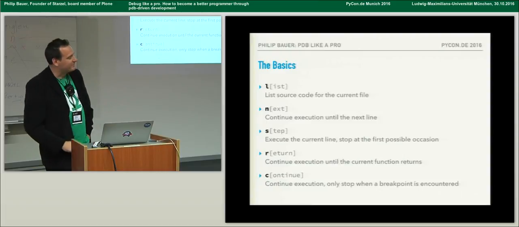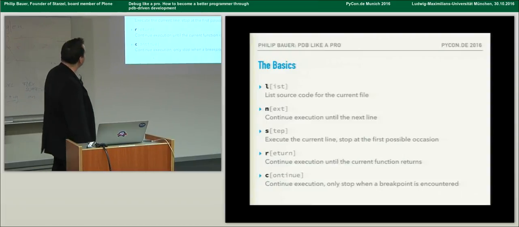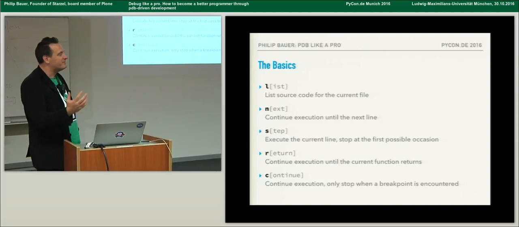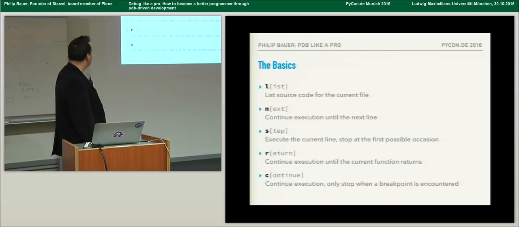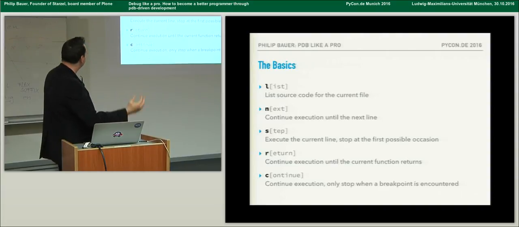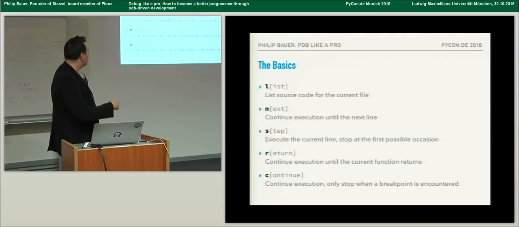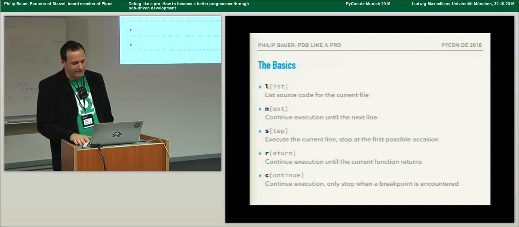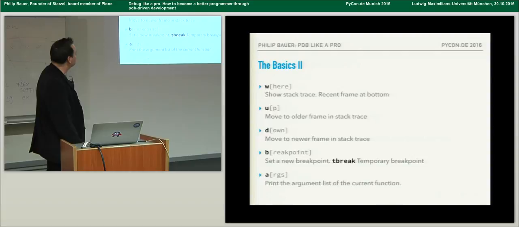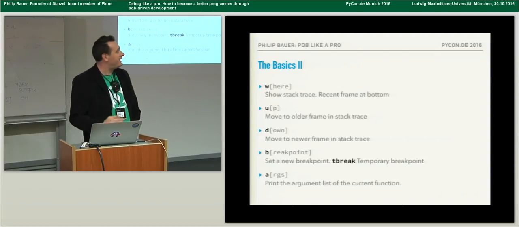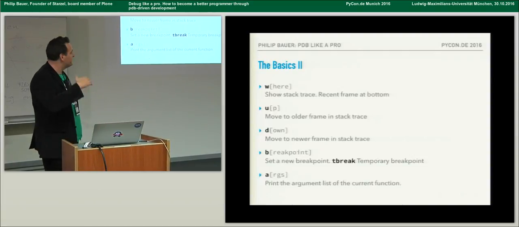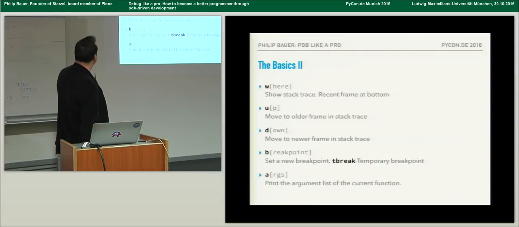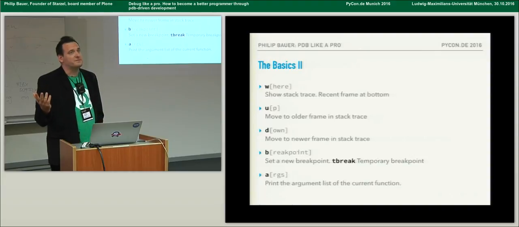These are the commands you have to know by heart. This is l for list, the source code, and n for next, execute the next line. s to step into some method that is being called. r to return from the current method you're in, and c to continue to go wherever you like. Additional basics is w, that shows you the whole stack trace. u to move up in the stack trace, d to move down once you moved up. b, very useful to set a breakpoint.